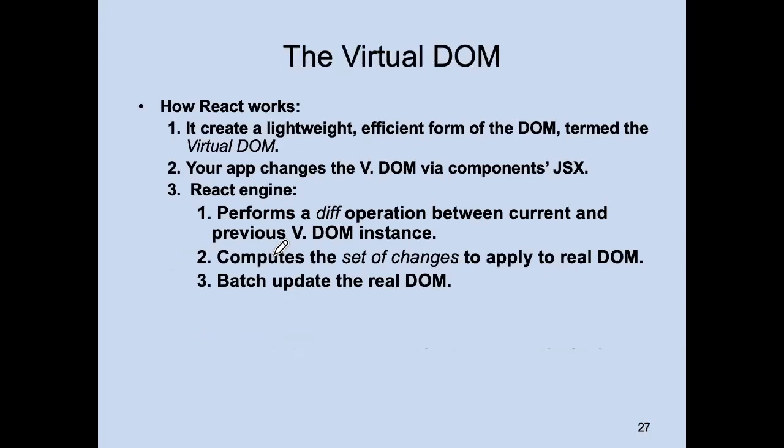So that's what actually is happening behind the scenes, okay? React creates this lightweight, efficient form of the real DOM itself, which we call the virtual DOM. And then your app changes the virtual DOM. Sorry, I know it's hard to read, but the virtual DOM is changed via your components. In other words, what the component returns, the JSX that it returns. And the JSX that it returns may change from one rendering of the component to the next. And of course, that change is going to be applied to the virtual DOM and it will ripple on to the real DOM. And then the React engine, as I said, does the rest. I don't want to really be reading this because you can read it yourselves.